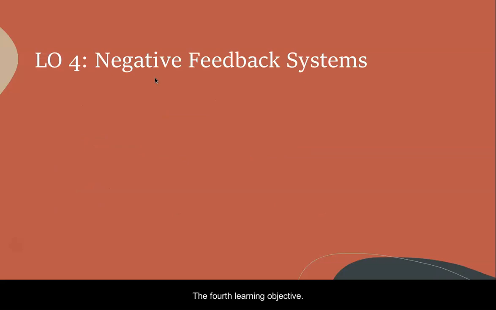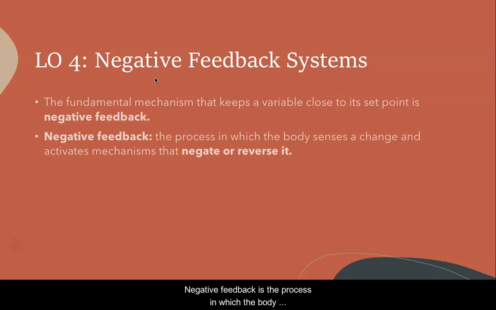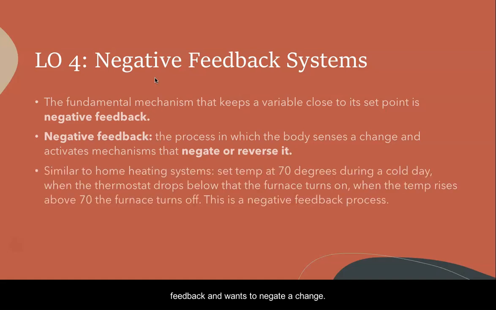Okay, the fourth learning objective: negative feedback systems. The fundamental mechanism that will keep a variable close to its set point is negative feedback. Negative feedback is the process in which the body senses some kind of change, and it activates mechanisms that, get this, negate or reverse it. That makes sense. Negative feedback wants to negate a change.